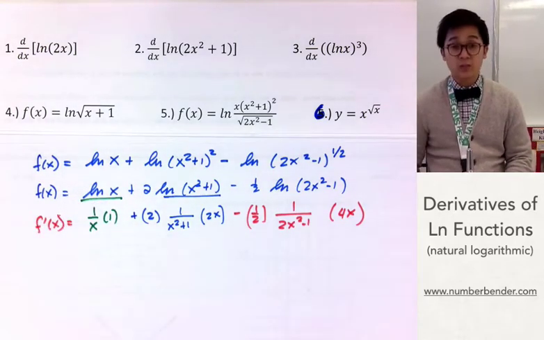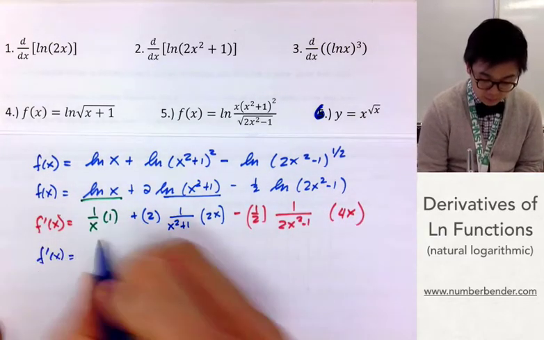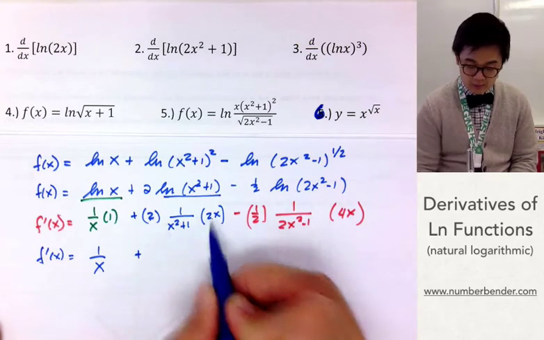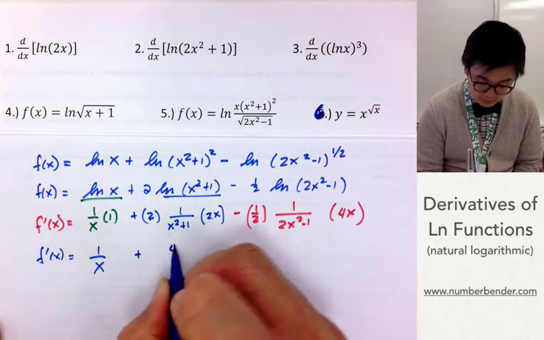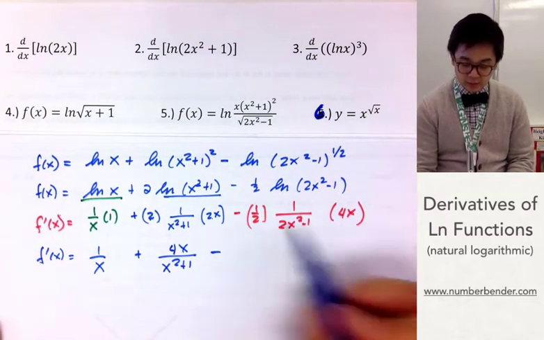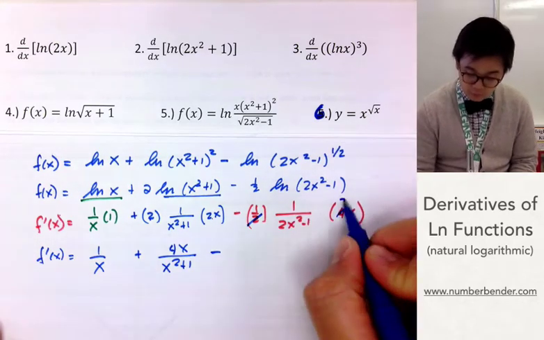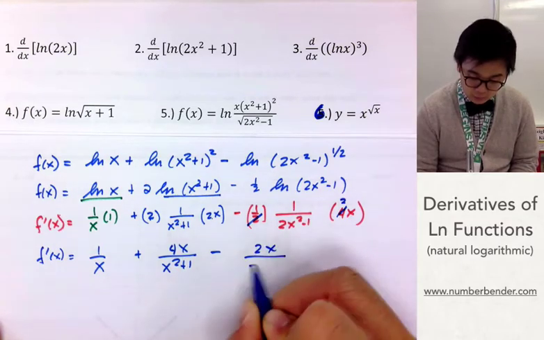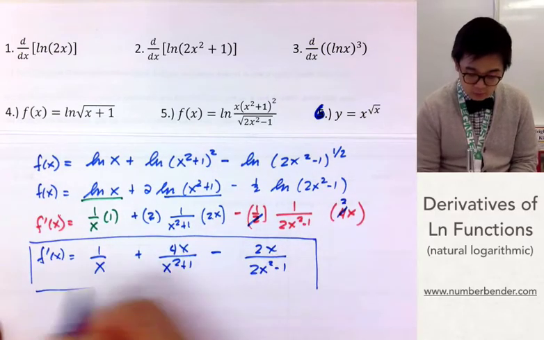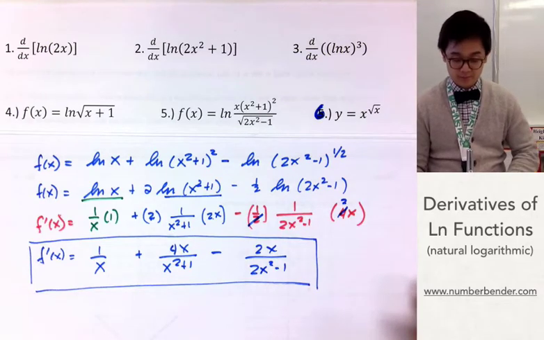To simplify our derivative function further, we can clean this up. So f prime of x is equal to 1 over x for our first term. For our second term, we can multiply these two together, so we'll have 4x all over x squared plus 1, minus, in this case, we can multiply 4 by 1/2, so we'll have 2x all over 2x squared minus 1. So this is now our derivative for problem number 5, by expanding the function using the properties of logarithm.